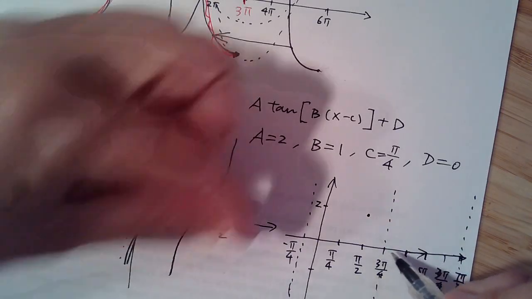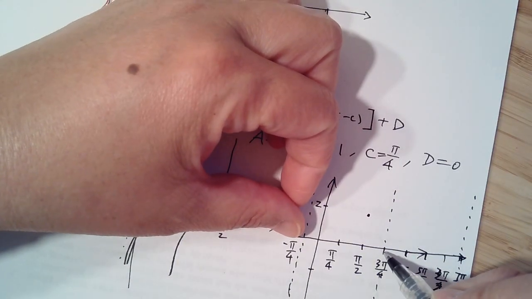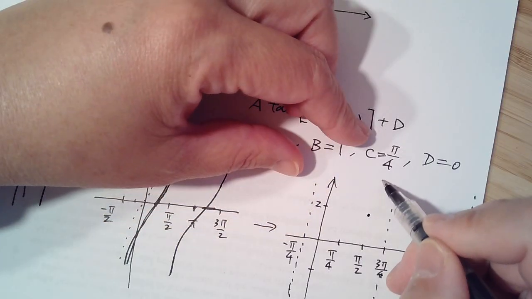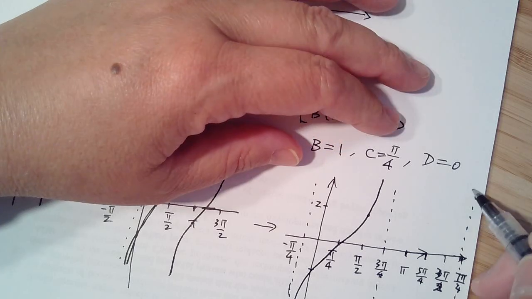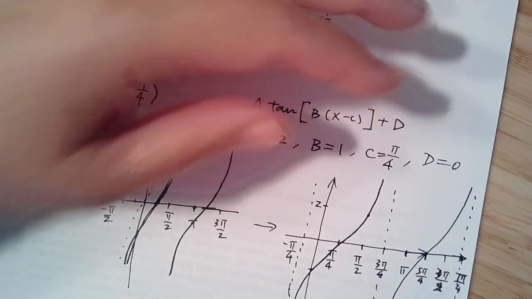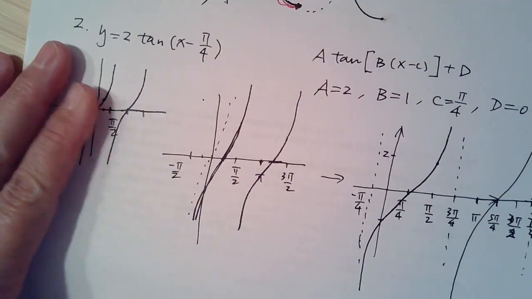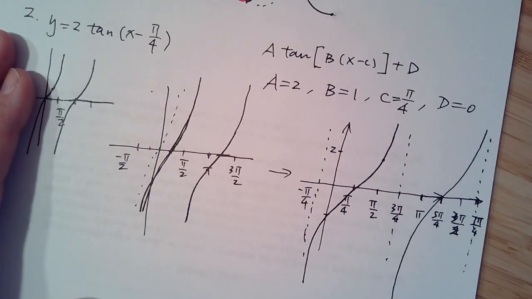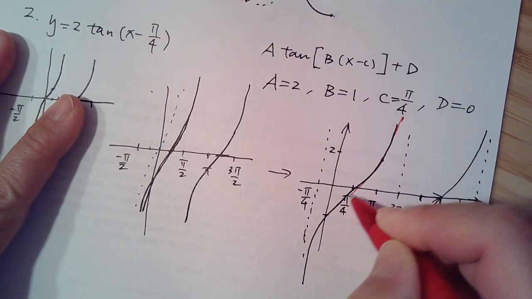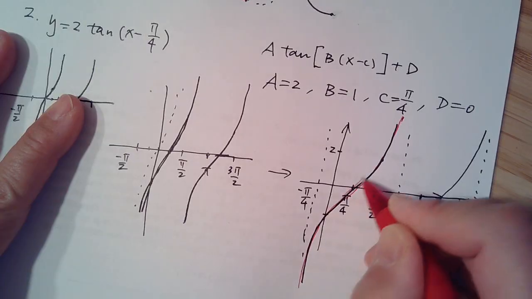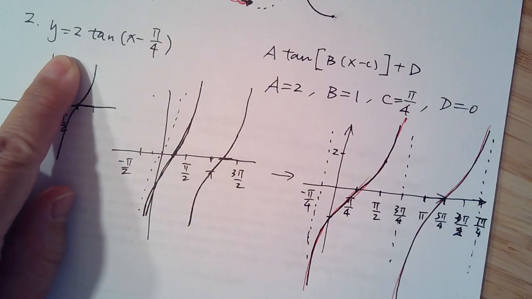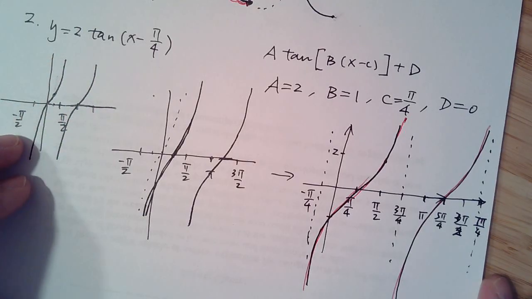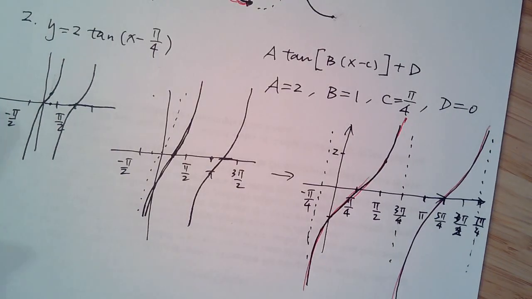Therefore, do you see this graph? Okay, so the middle should be like that. And the same thing, you just copy it to just show me that is the period. So that'll be good enough. So this, the red one, will be your graph of 2 times the tangent of x minus pi over 4. Okay, so this is the second question.